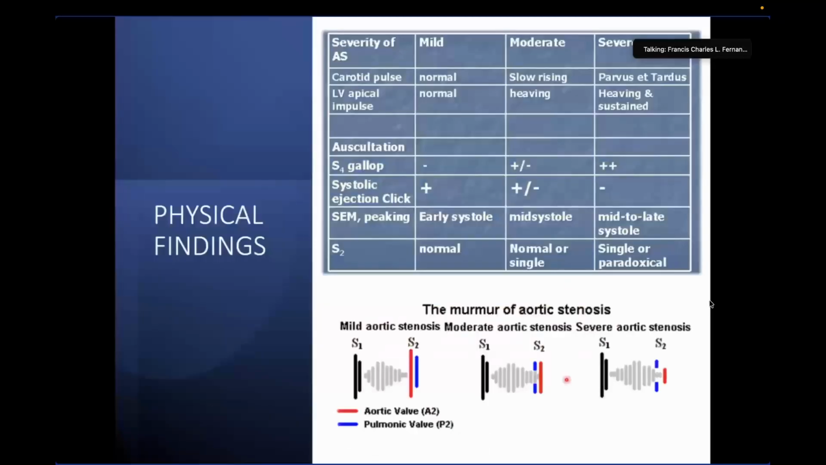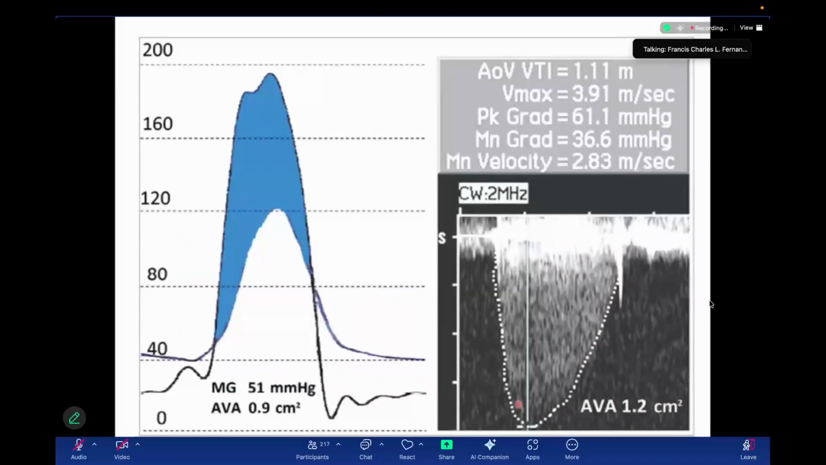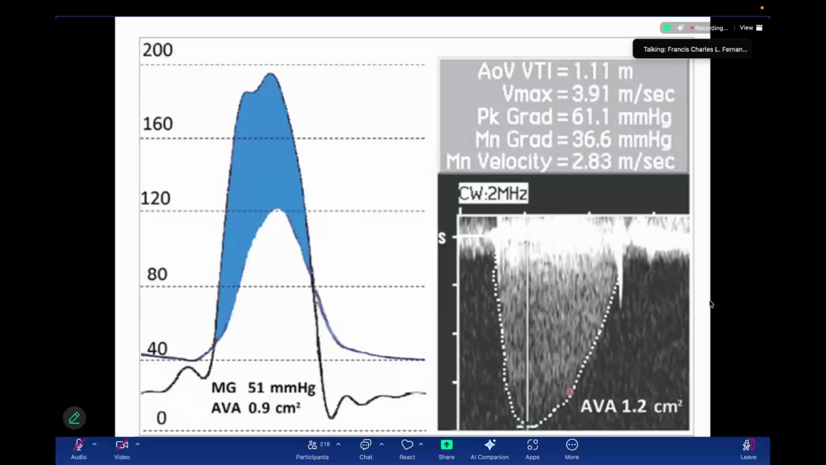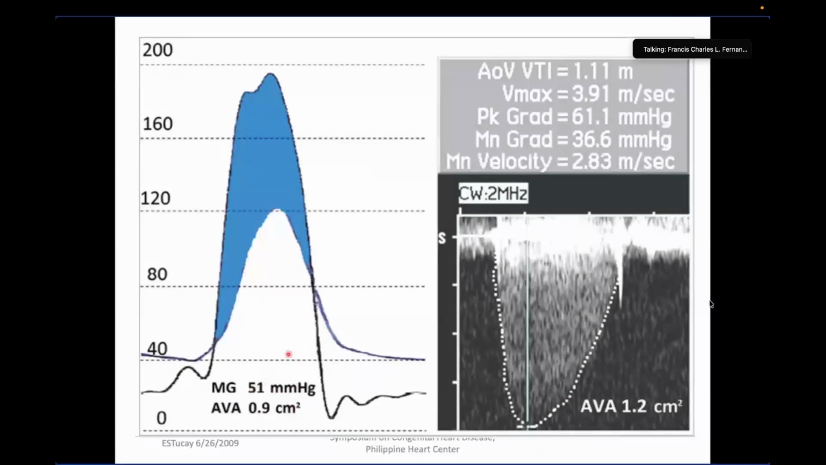So going back to this slide, what is our severity here? Mean gradient of 51 and a valve area of 0.9. Kasi ito hilaw. So this one confirms our diagnosis. So guys, what is the diagnosis here in this particular tracing?